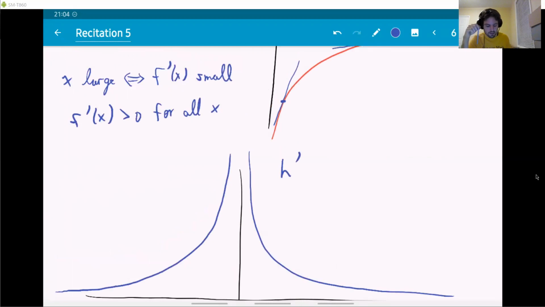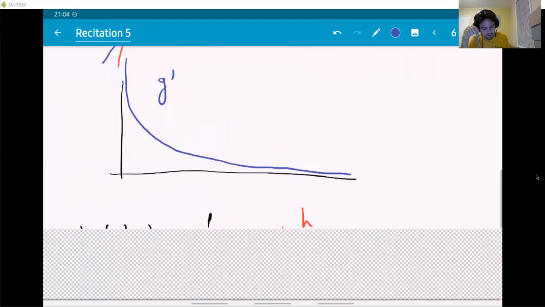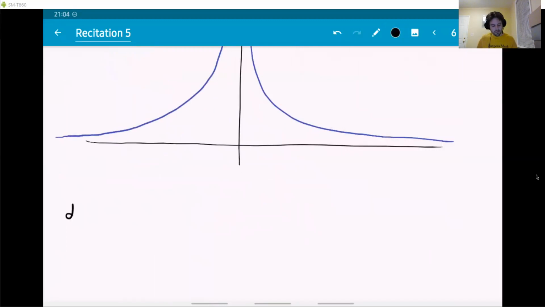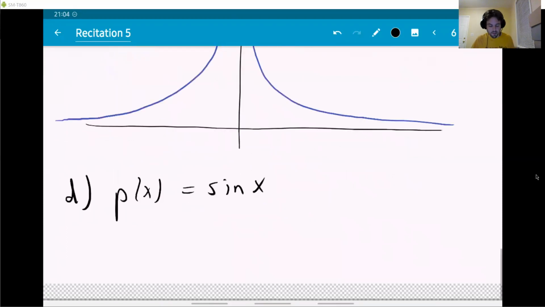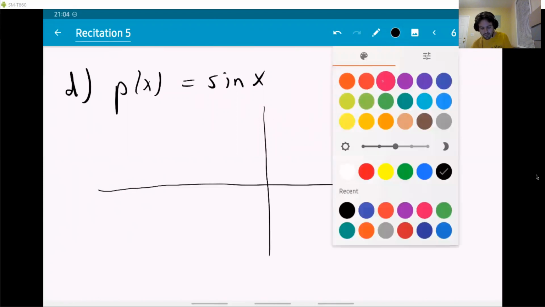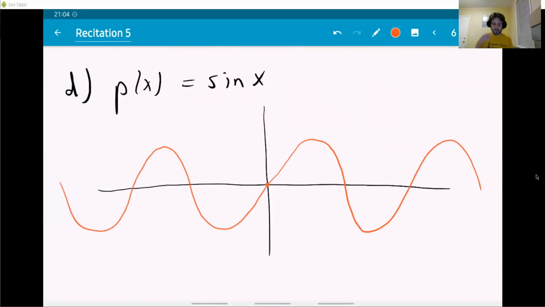Now let's do the last one. Sine x, I believe. Yes, p of x equals sine x. This is an interesting one. If you don't know the answer yet, what is the derivative of sine, then you should probably be able to guess it if you recognize the graph. But first, we're going to draw the graph of sine. This is a graph that you should know. Sine oscillates. Sine of 0 is 0, and it just keeps oscillating between -1 and 1. It's kind of hard to draw this very precisely, but this will be good enough.